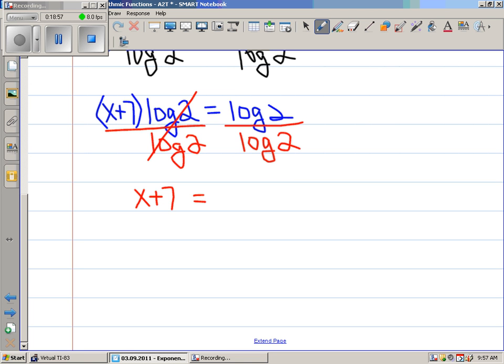What's log 2 divided by log 2? Yeah, it's just 1. And then what do you do from here? Yeah, we're just subtracting 7 from each side. And that's your final answer.